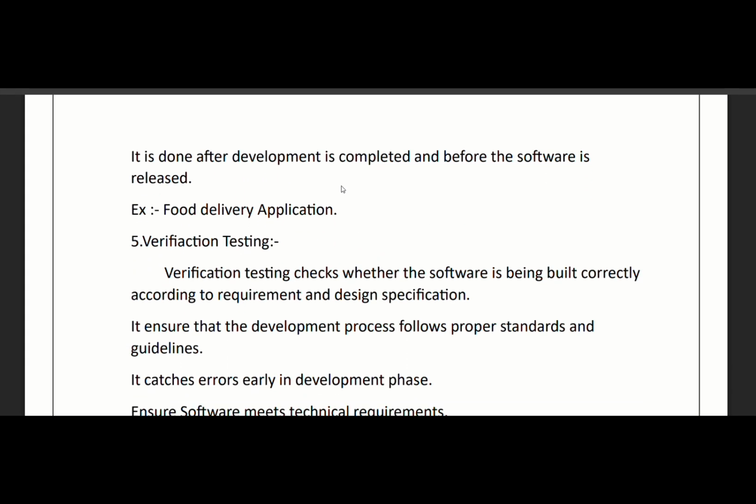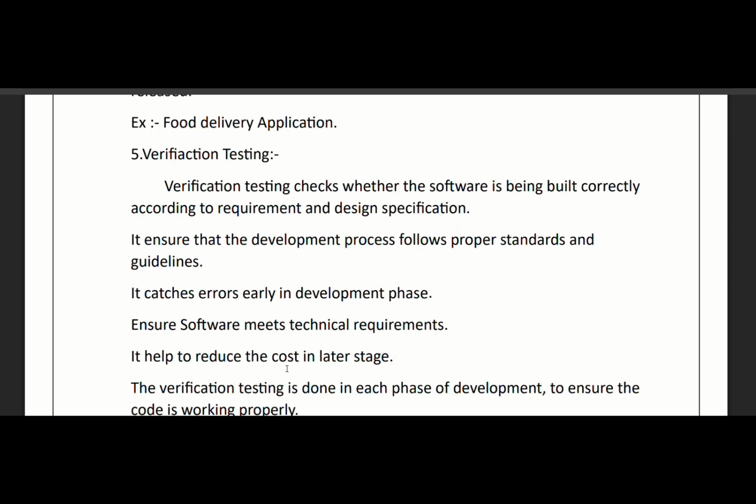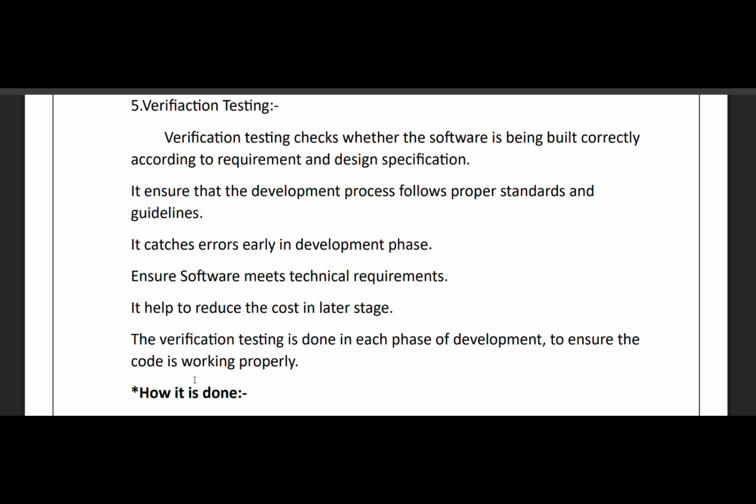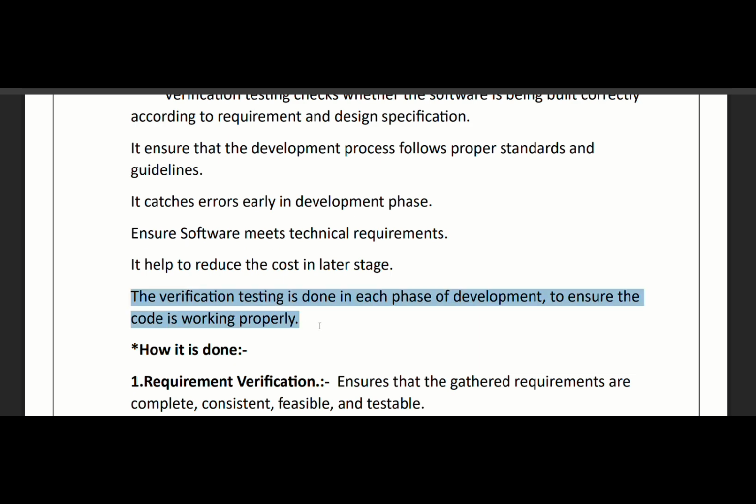So now with our 5th point, which is verification testing. Verification testing checks whether the software is being built correctly according to the requirements and design specification. It also ensures that the development process follows proper standards and guidelines. It catches early errors in the development phases. It ensures software meets technical requirements and helps to reduce cost in later stages. Verification testing is done in each phase of development to ensure the code is working properly.